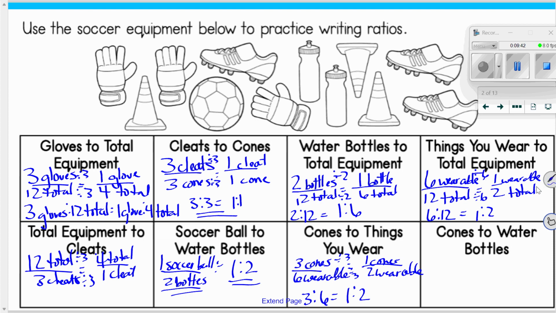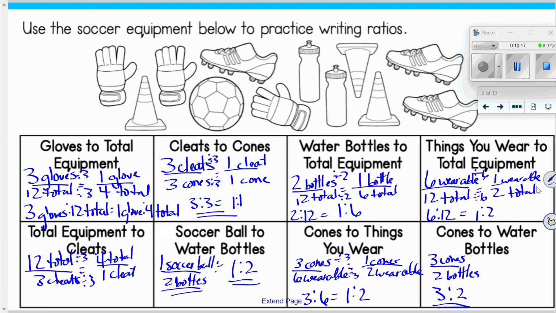And our last one, cones to water bottles. 3 and 2. Can I simplify that? No. Because a ratio is a very special format, guys, this is one of those instances where an improper fraction is okay as your final answer, because it is a specific thing that I'm asking you. So in this one, 3 to 2 is your final answer. Make sense? Questions on any of that?